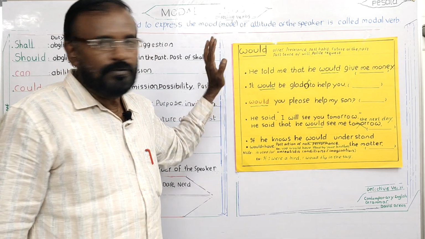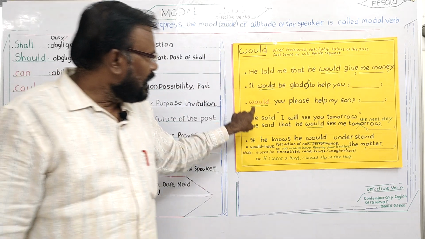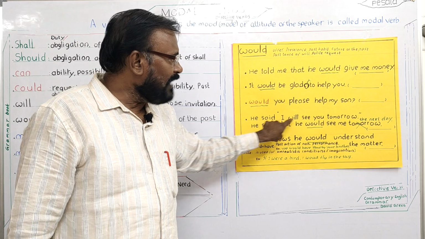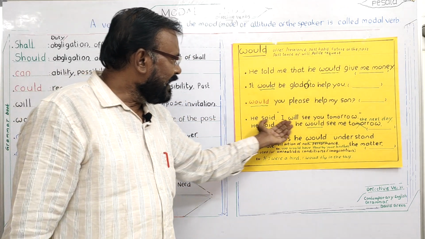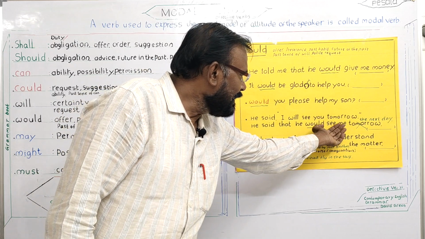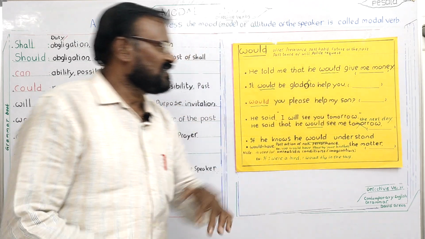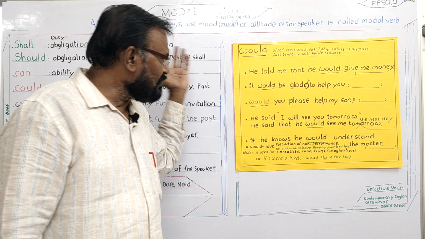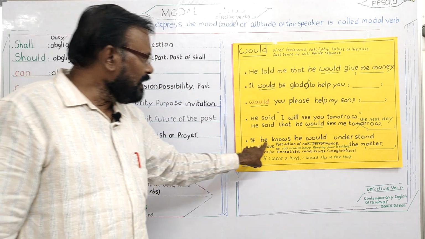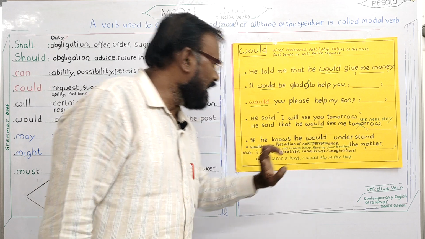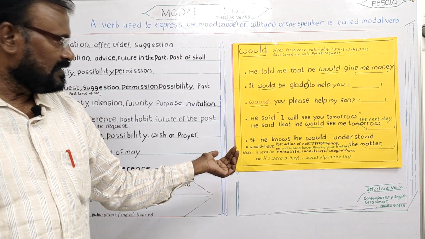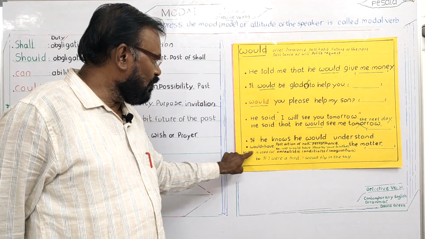And past tense of will. He said, I will see you tomorrow. He said that he would see me the next day. It is the past tense of will. And if he knows, he would understand the matter. It is the imagination. And would plus have.